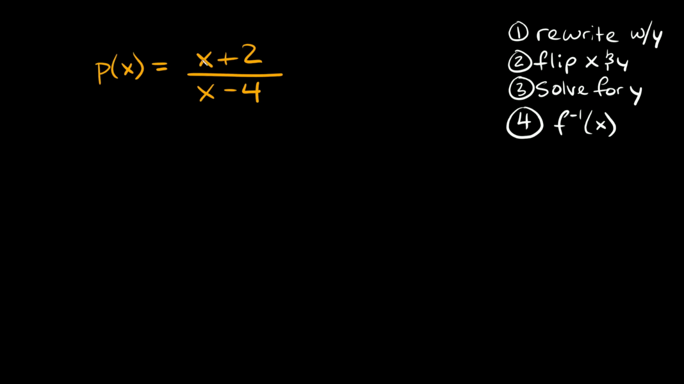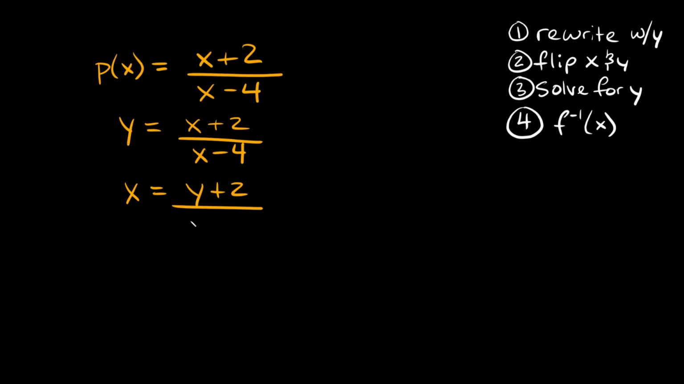So here we have p of x is equal to (x plus 2) over (x minus 4). Okay, so again, the first thing we're going to do is just rewrite this as y is equal to (x plus 2) over (x minus 4). Okay, now we're going to flip the x's and the y's, right? So here we're going to have x is equal to, and then wherever you see an x, you're going to replace it with a y. So we're going to have (y plus 2) over (y minus 4).